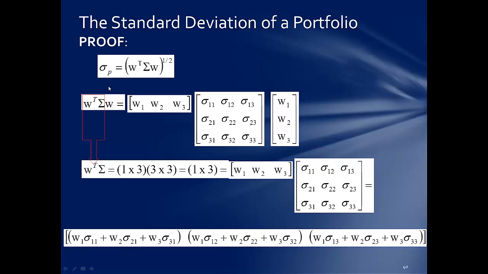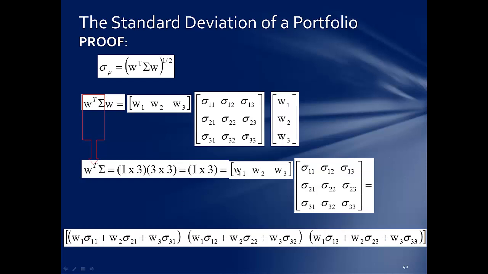So first off, let's take W transpose sigma. So W transpose sigma is a 1 by 3 vector multiplied against a 3 by 3 matrix. It's going to result in a 1 by 3 vector. How do we do it? Well, in order to get element 1,1, we take row 1 times column 1. In order to get element 1,2, we take row 1 times column 2. In order to get element 1,3, we take row 1 times column 3.